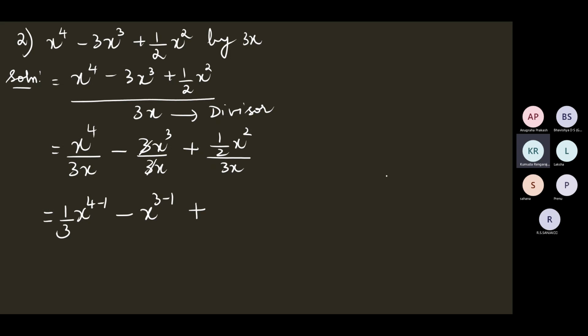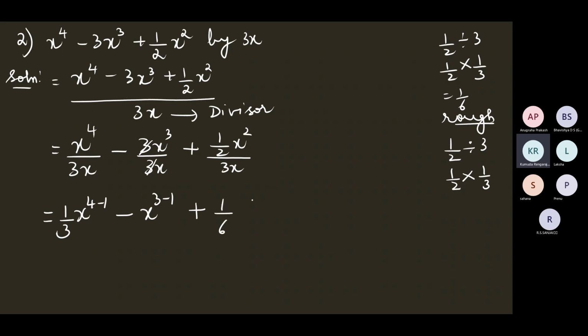Plus, now we don't know what is half divided by 3. So we'll use the rough column and we'll write here half divided by 3. So that means half, division becomes multiplication, and 3 means 3 by 1 becomes 1 by 3. It's reciprocal. So the answer is 1 by 6. So half divided by 3 is 1 by 6. x to the power 2 minus 1, because when bases are same and it's division, we subtract the powers. So that is equal to 1 by 3 x cubed minus x squared plus 1 by 6 x. Write down, children.